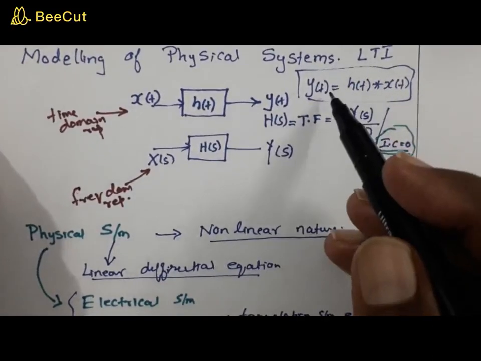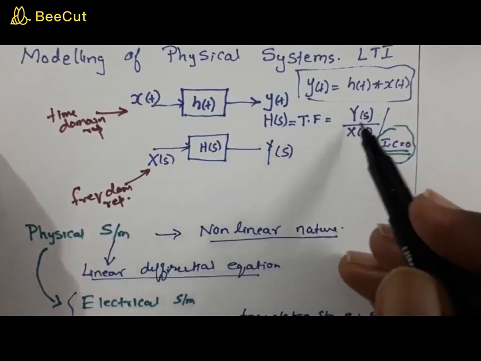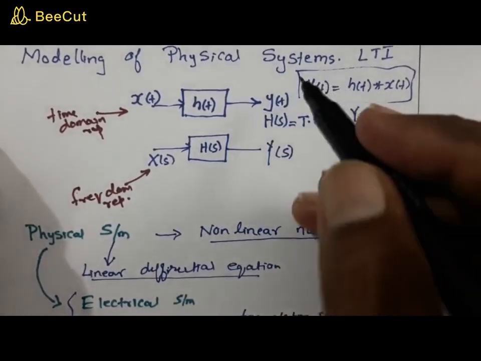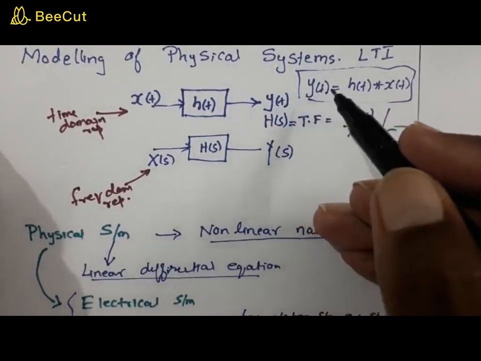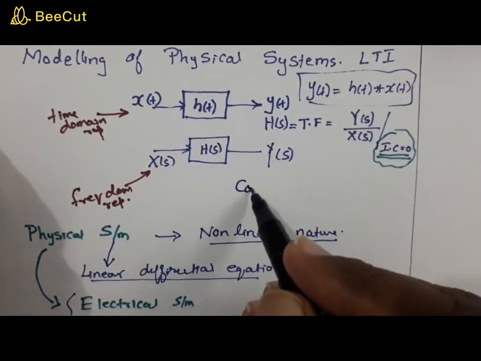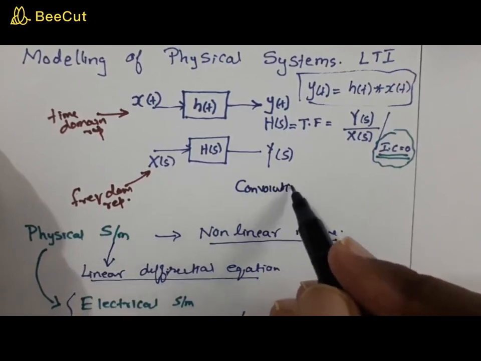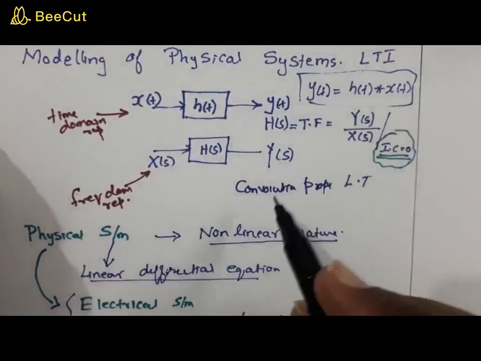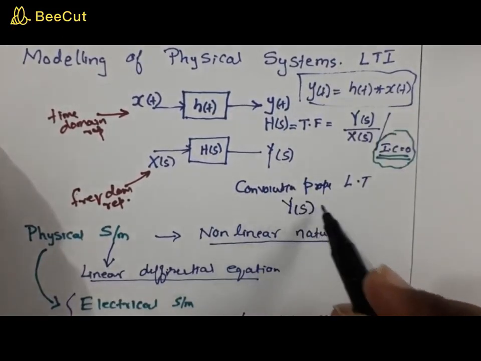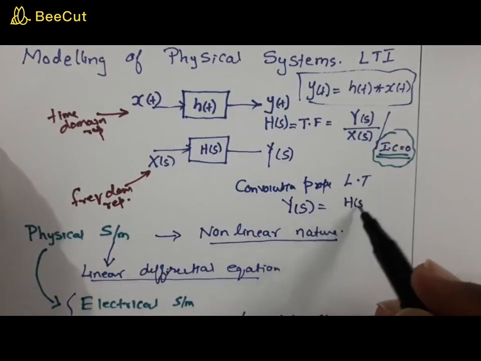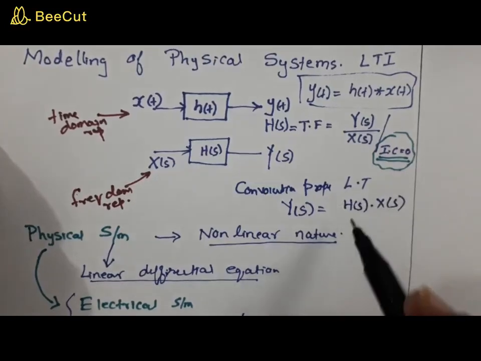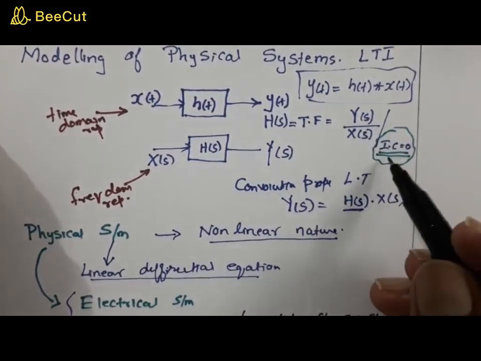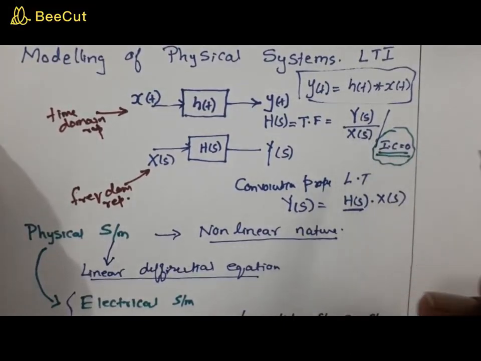Now, from where did you get this expression, that is, y of s is equal to h of s into x of s? What happens when you apply the Laplace transform to this? From the convolution property of the Laplace transform, you can write this equation as y of s is equal to h of s into x of s, right? Or what is your h of s? H of s is y of s by x of s, under the assumption that the initial condition is 0.